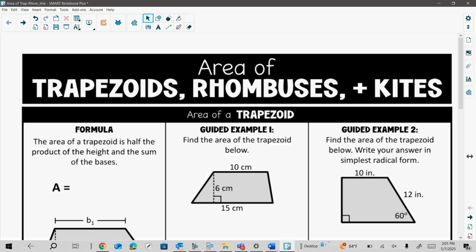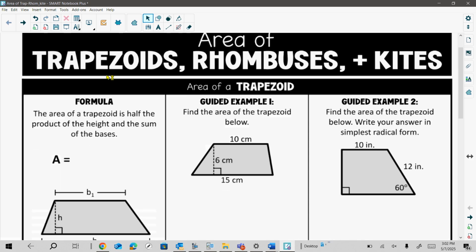All right, for those of you who are ready for this, I'm going to go over a couple of these and we're going to check this in class. This will go into your spiral after or before our little flip book on surface area and volume.